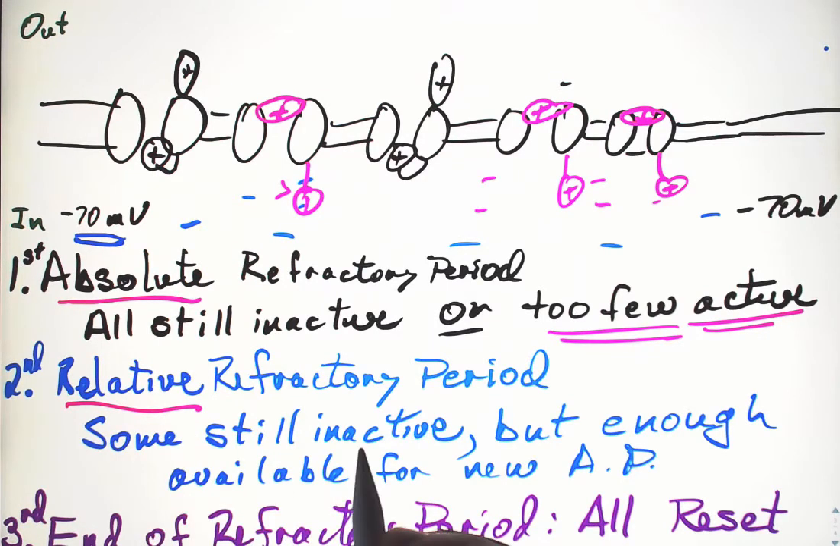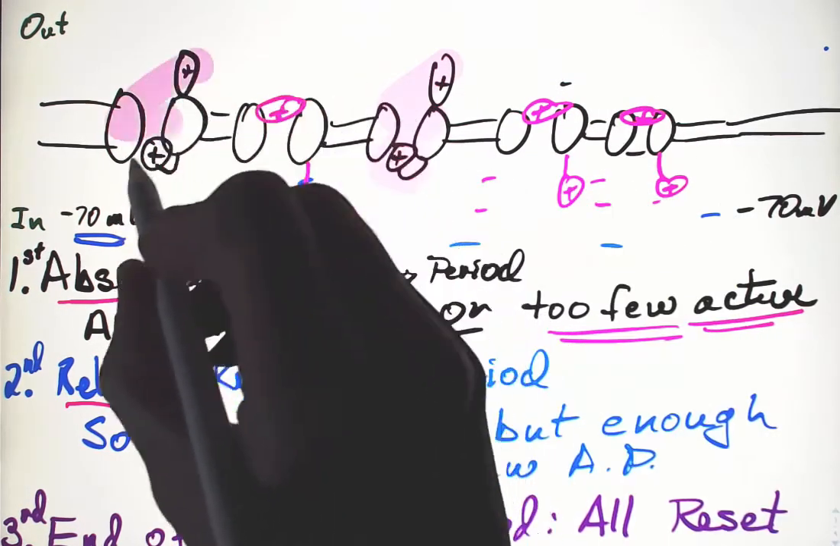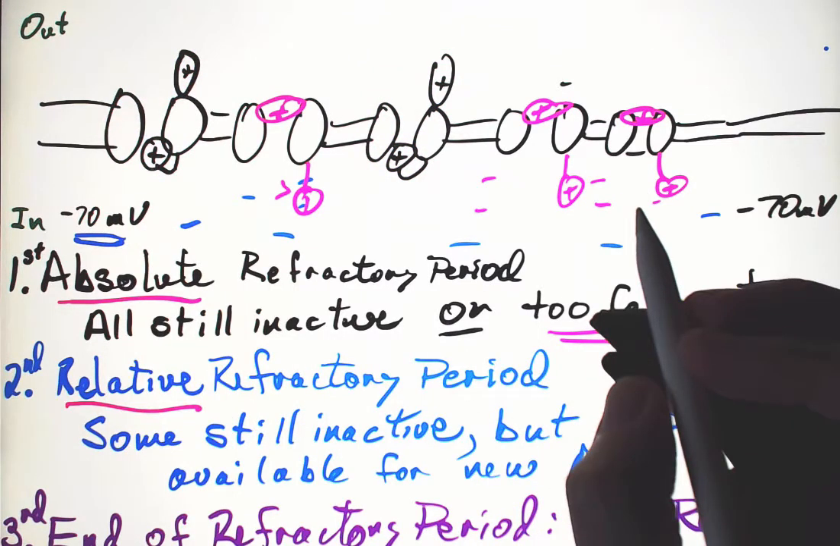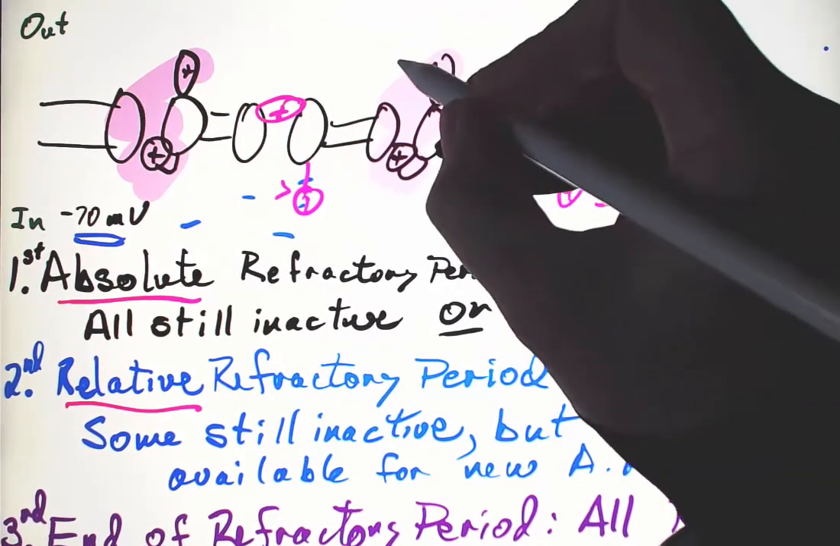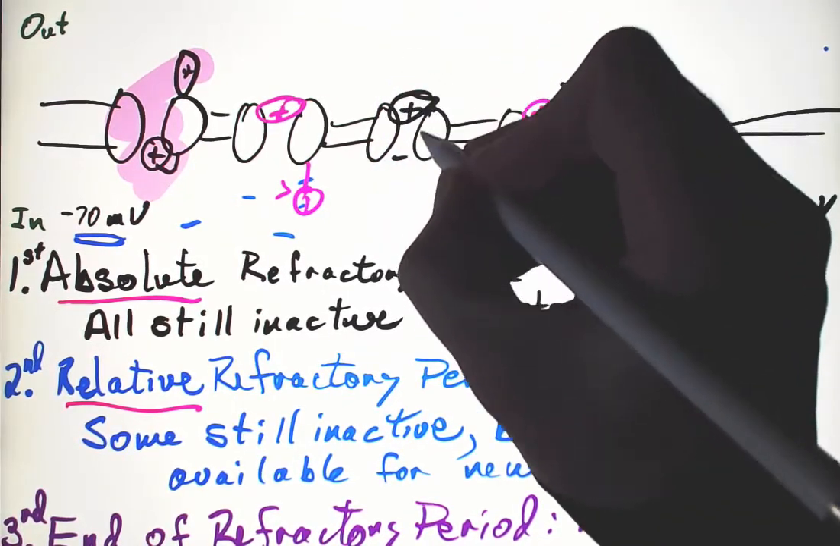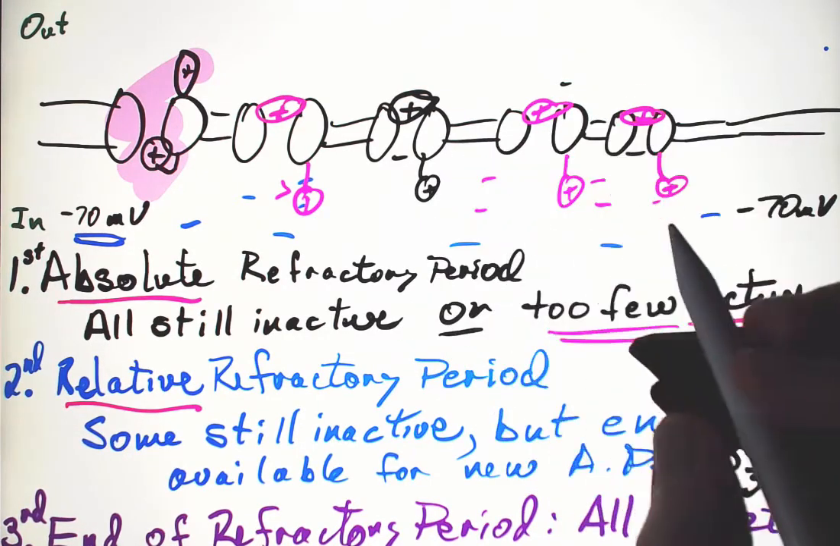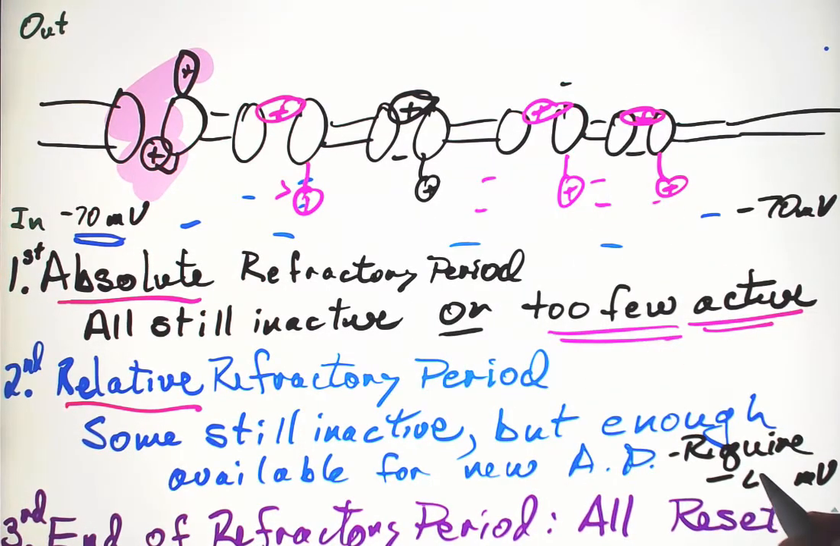Some of them are still inactive, but others are now available. We could start a new action potential, but not at minus 45. New action potential at this point might require getting further, more positive, to say minus 30 millivolts. Then another one resets, and now we're at 4. Now maybe the action potential would start at minus 40 millivolts.